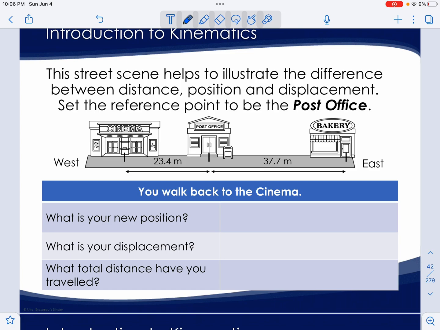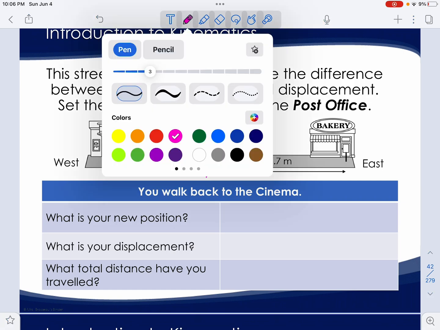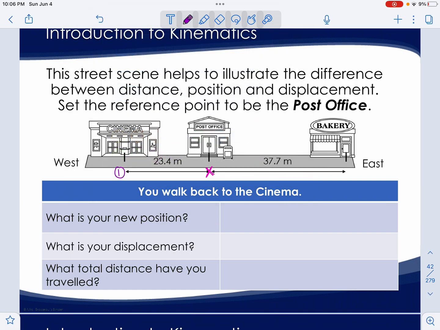I know this is getting kind of old, but it's good to get lots of practice on this. All right, so now you walk back to the cinema. So let's do this again. This is our reference point. We start here, we went to here, we walked back to here, we walked over to here, and now we're ending here. So here's where we ended and here's where we started. What is your new position? What is your displacement? And what total distance have you traveled? Pause the video and answer those.